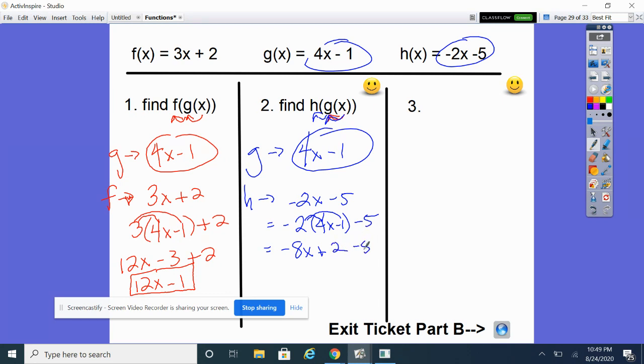Got the minus 5 at the end. No more parentheses because we already distributed. Negative 8x is the only one of its kind. 2 minus 5 is going to give you negative 3. Now this is called g and this one's called h. That means this one might be called f. We didn't use the f in this one, so it's okay to use it now. Call that the answer. Try part B, see how you do.